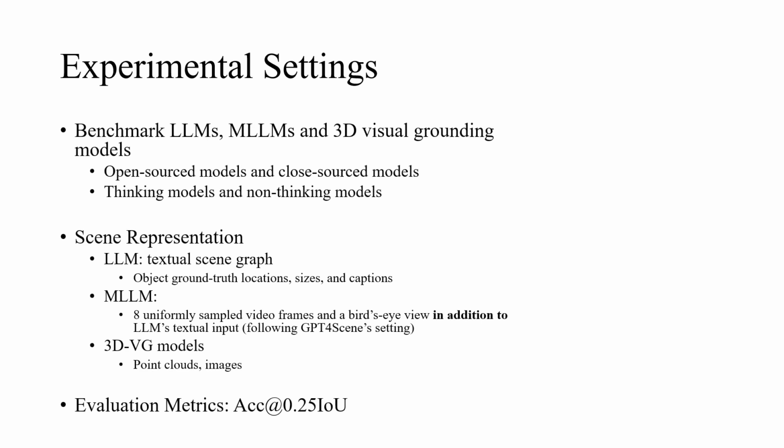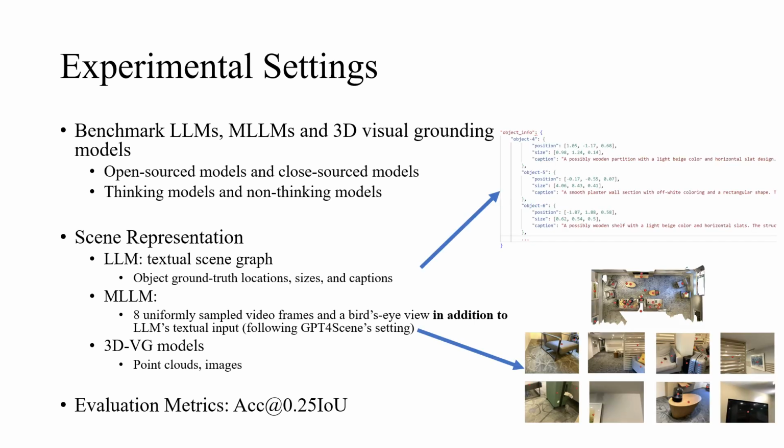For LLMs, the scene representation consists of a textual scene graph with ground truth object locations, sizes, and VLM-generated captions. For MLLMs, we follow the GPT-4 scene setting by incorporating 8 uniformly sampled video frames and a bird's-eye view, in addition to the LLM's textual input, as the scene representation. For 3D visual grounding models, we follow their original input modalities, using point clouds and video images as the scene representation. In general, we use ACC at 0.25 IoU as the evaluation metric. We also construct a human evaluation subset of 200 expressions to assess human performance on the Anywhere3D benchmark.